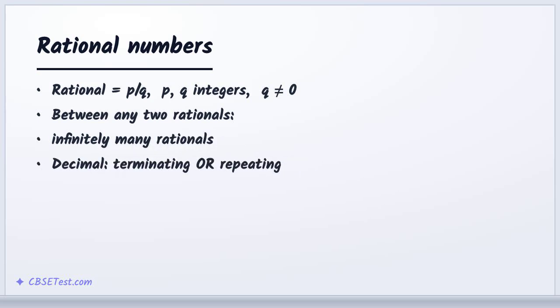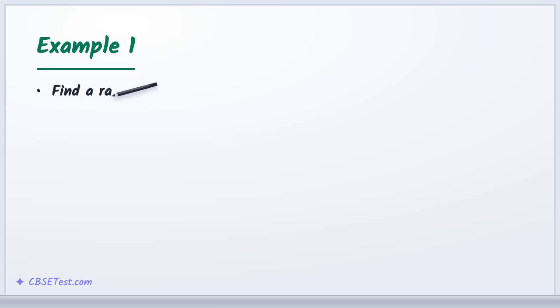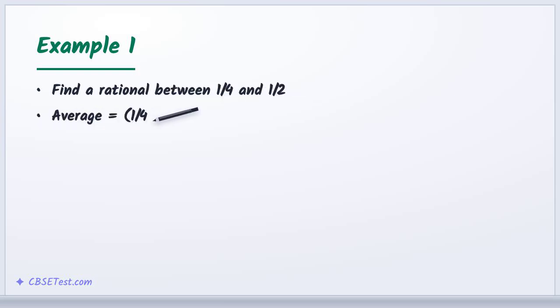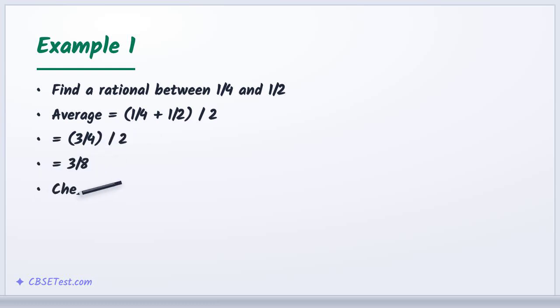A beautiful fact: between any two rational numbers, there are infinitely many more. And every rational number has a decimal that either stops or repeats forever. To find a rational number between 1/4 and 1/2, just take their average. 1/4 plus 1/2 is 3/4. Divide by 2 to get 3/8. As a decimal, that's 0.375, which sits neatly between 0.25 and 0.5.